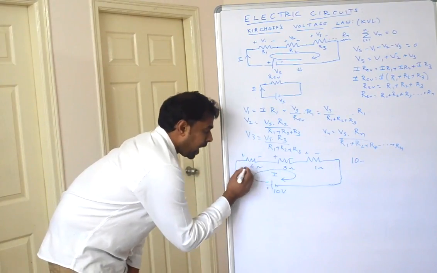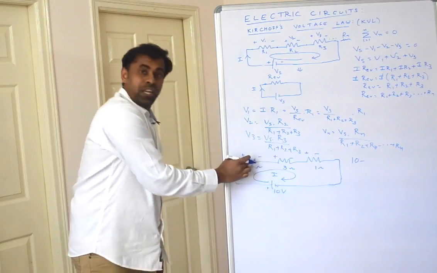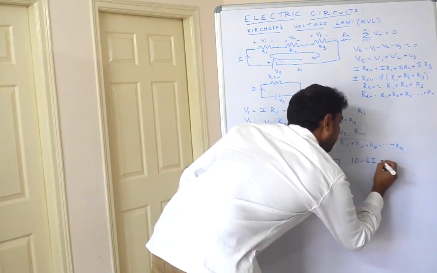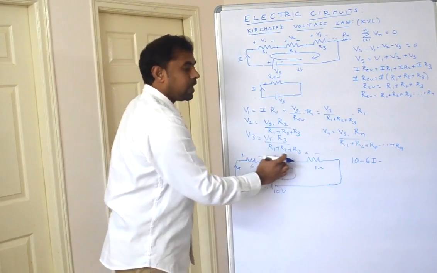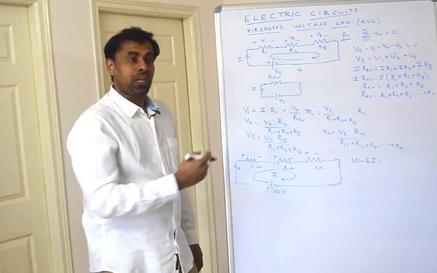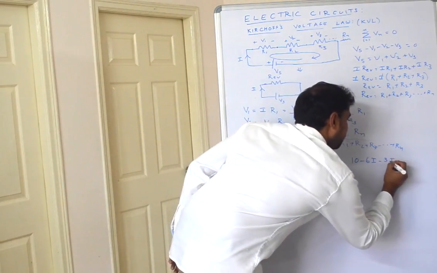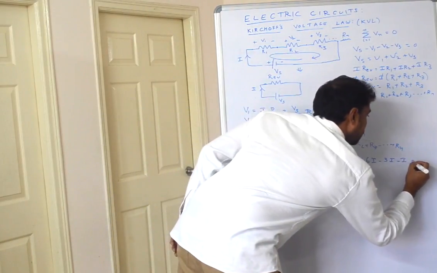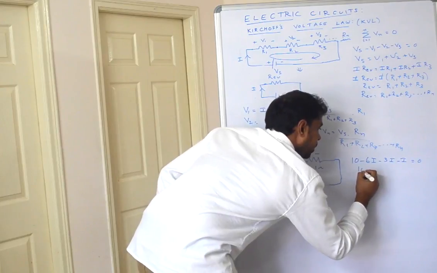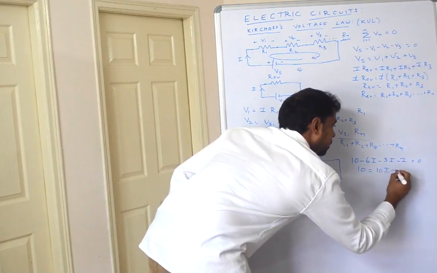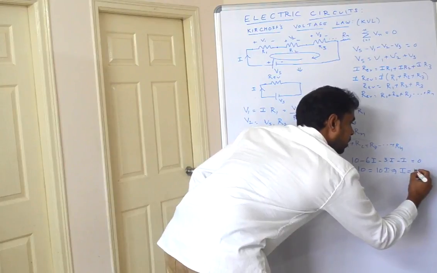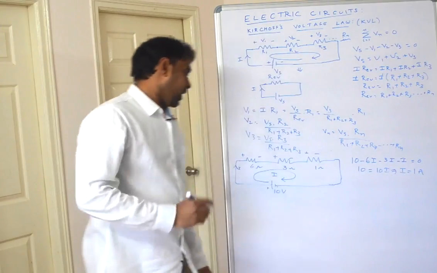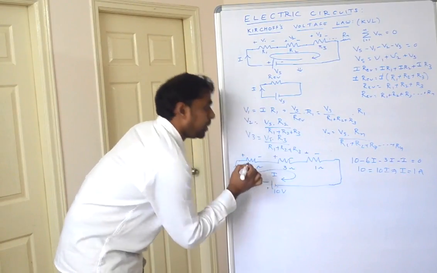What is the drop? I is the current flowing here. Voltage drop is nothing but current into resistance. 6 times I, minus, in this same current is flowing, but resistance is 3 ohms, so the drop will be 3I. Next, here the drop will be I. So if I solve this equation, I get I as 1 ampere. That means this current is 1 ampere.